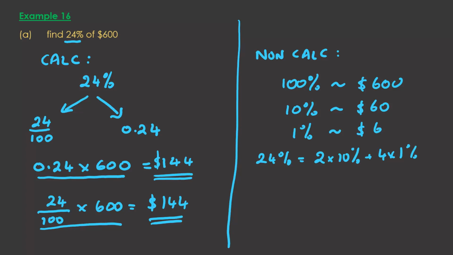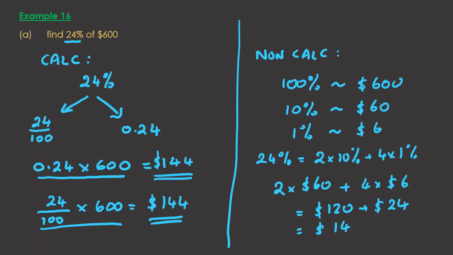So let's put those together. So we're going to calculate 2 times $60, and then we're going to add to that 4 times $6. So that's going to be $120, add $24, which is going to give us $144. So you see we get the same result.